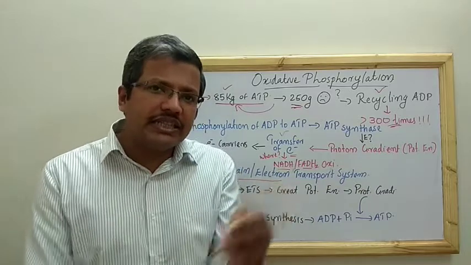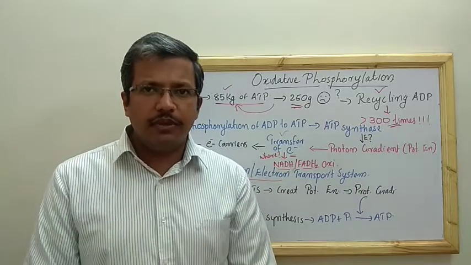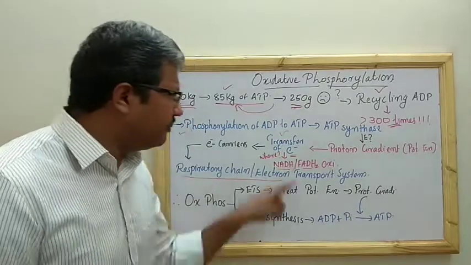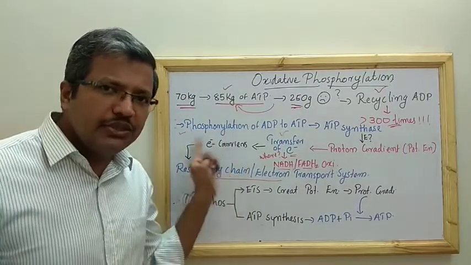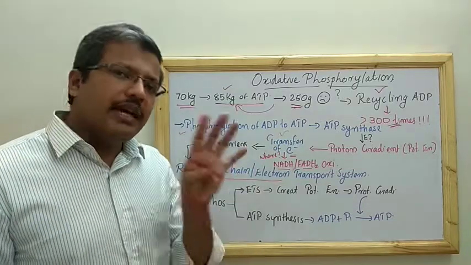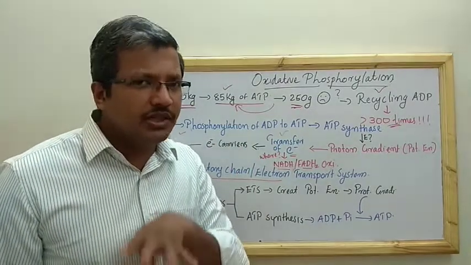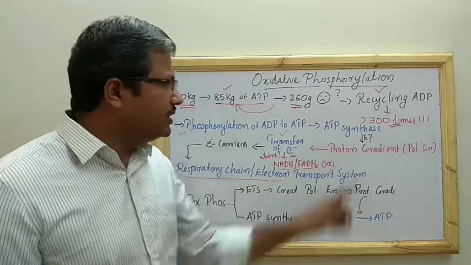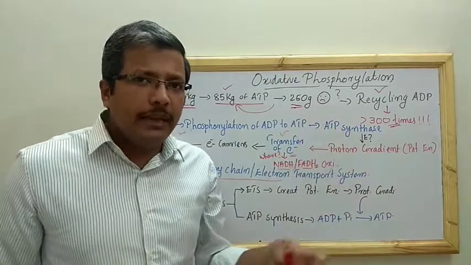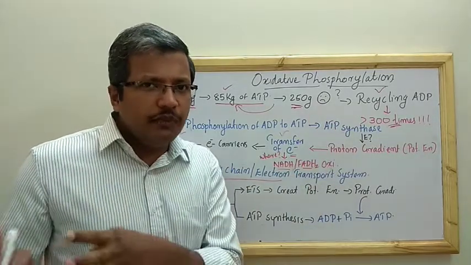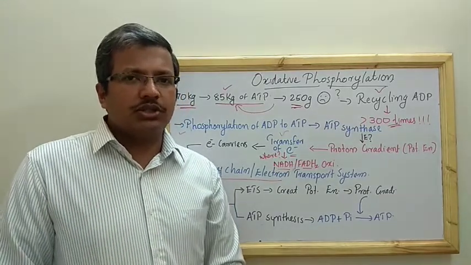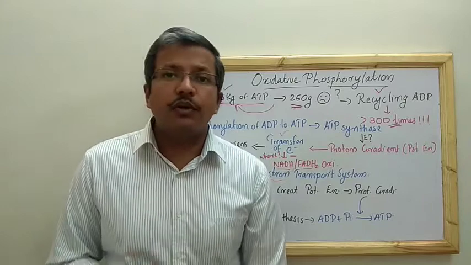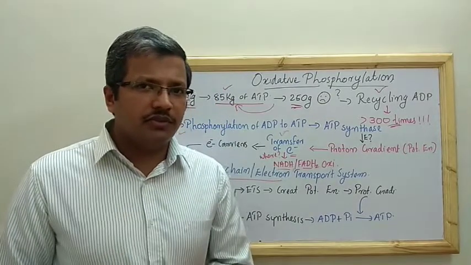So a gradient is created across the inner mitochondrial membrane when the electrons received from NADH and FADH2 pass through the electron carriers of the respiratory chain. That proton gradient acts as the potential energy, using which the ATP synthase enzyme combines ADP and Pi to form ATP, and that process is known as oxidative phosphorylation. So how can you define oxidative phosphorylation?